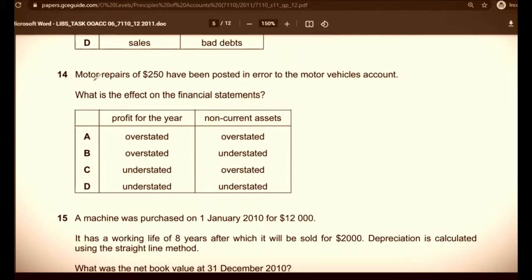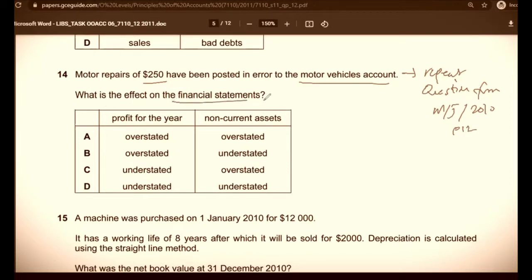Multiple choice 14. Motor repairs of $250 have been posted in error to motor vehicles account. So an expense has been posted in error into the motor vehicles account. This is again a repeat question from May, June 2010, paper 112. What is the effect on the financial statements? So we are being asked about the effect on the financial statements.